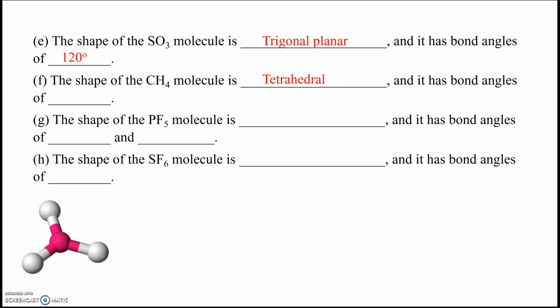All right, the shape of the methane molecule is tetrahedral, which we talked about. The bond angles are 109.5 degrees. And this is just sort of a different view of the same thing we were looking at a few minutes ago.